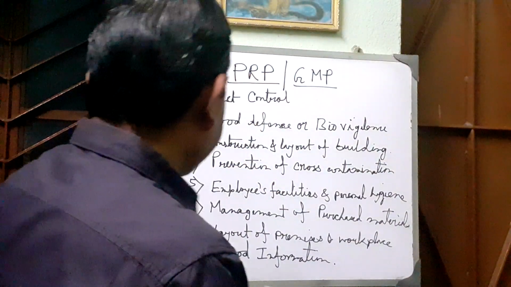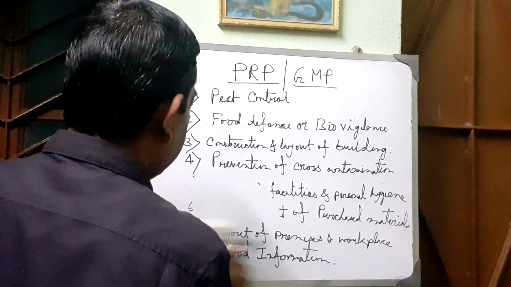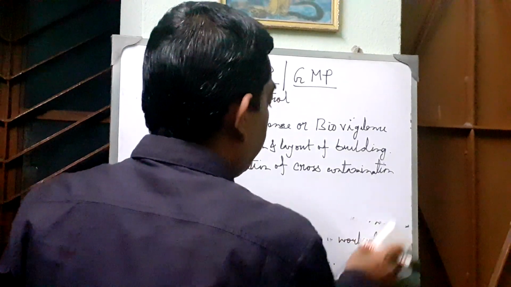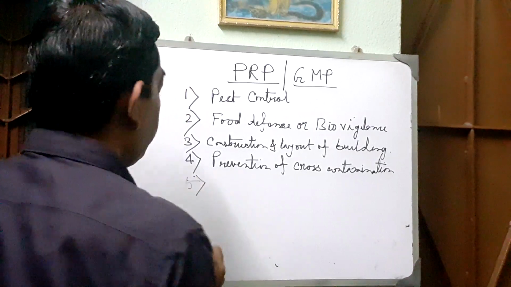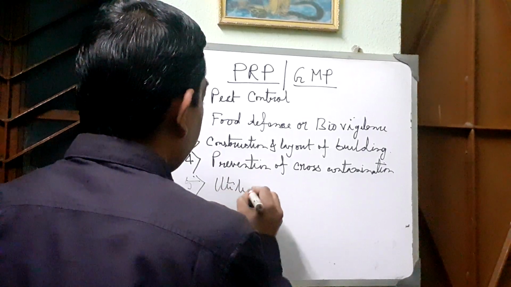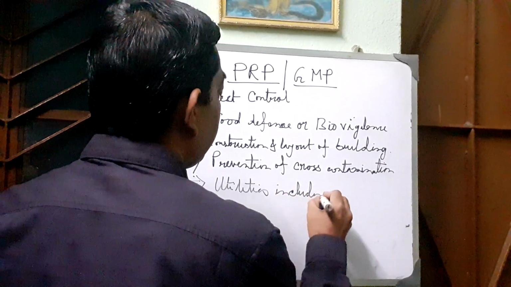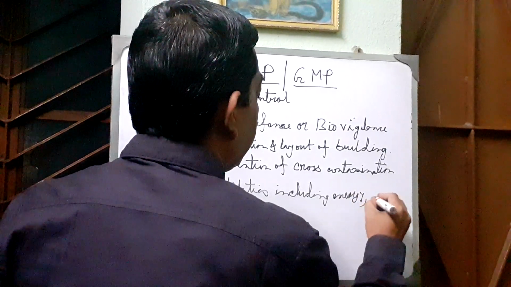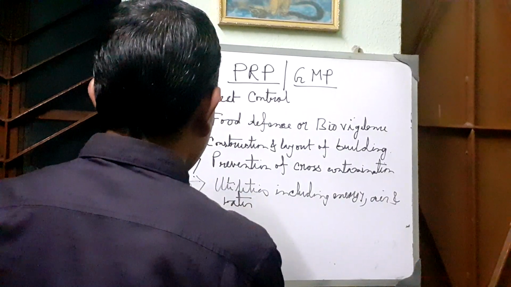And another point is that we are coming to another set; 8 points we have discussed. Now some more points are coming under this PRP. The fifth one is utilities, including energy, air and water.